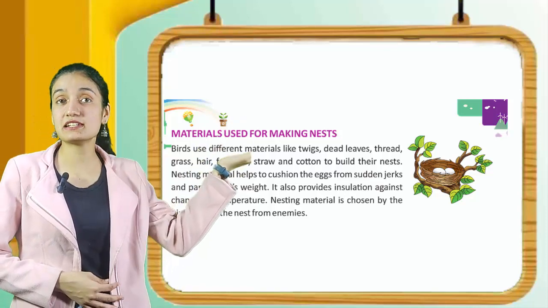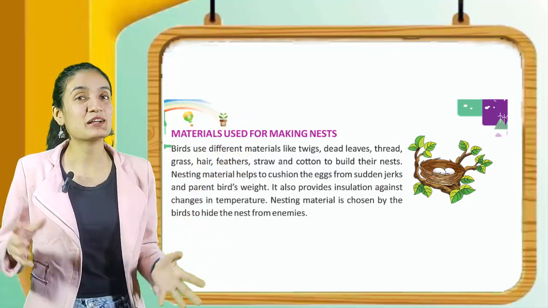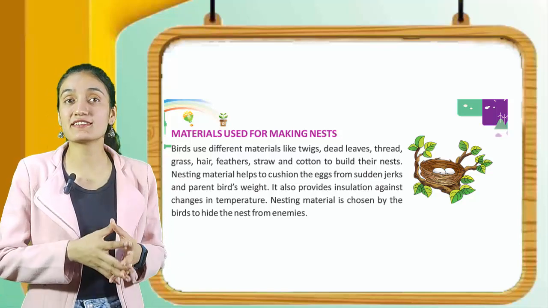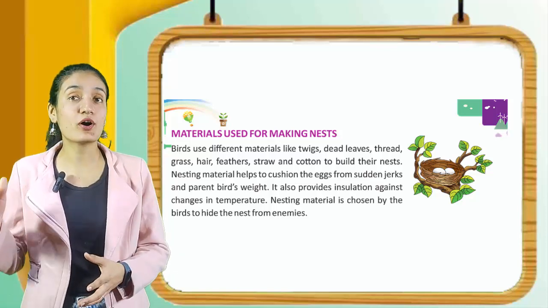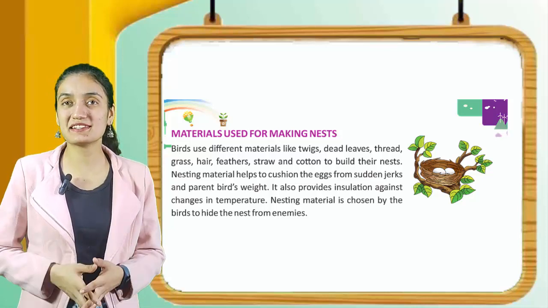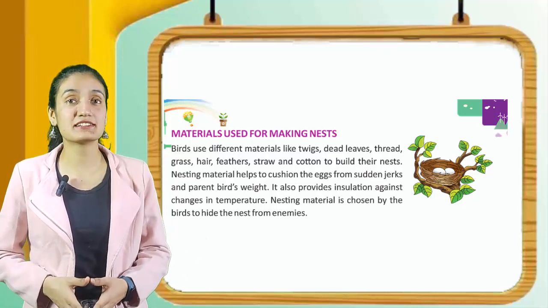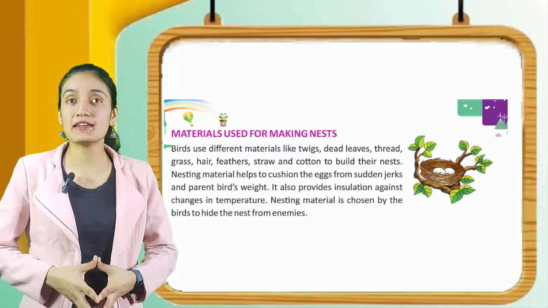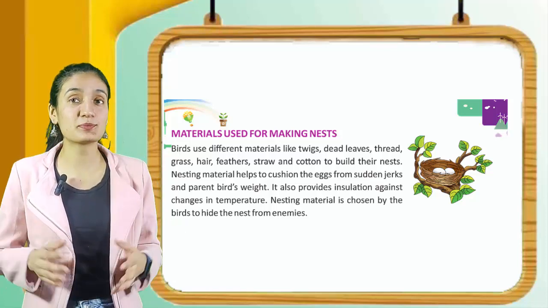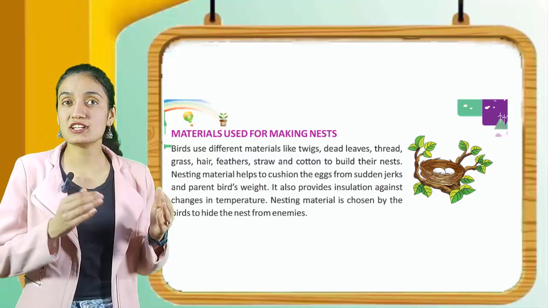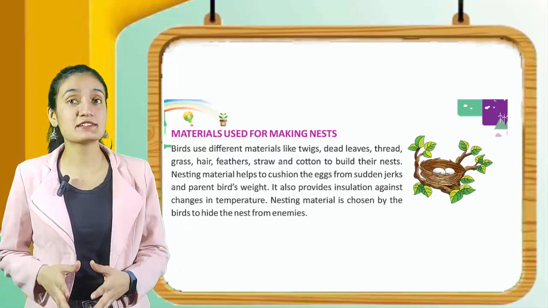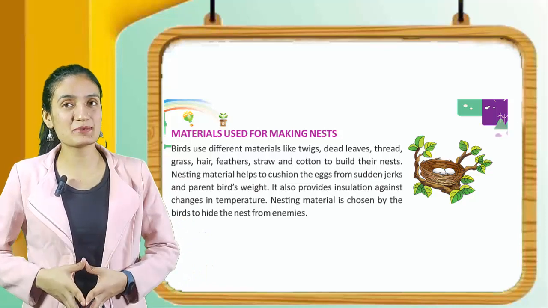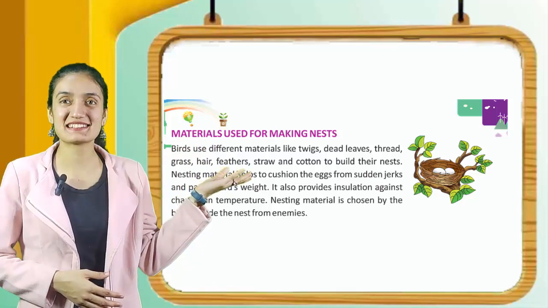Let's see the materials used for making nests. Birds use different materials like twigs, dead leaves, thread, grasses, hair, feathers, straw, and cotton to build their nest. Nesting material helps to cushion the eggs from sudden jerks and parent birds' weight. It also provides insulation against changes in temperature. Nesting material is chosen by the birds to hide the nest from enemies. Here you can see a nest.